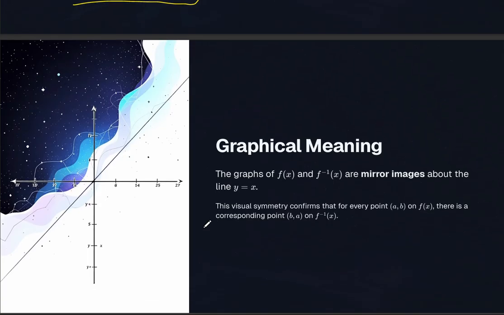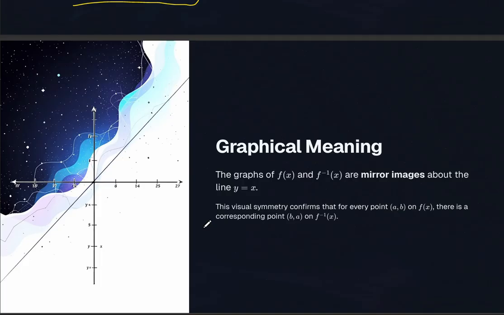Now let's understand the graphical meaning of what the inverse of a function means. So how do we find the graph of the inverse of a function? We do it by just taking the mirror image of the function about the line y is equal to x, as you can see here, the y is equal to x line. So the graphs of f(x) and f inverse x are mirror images about the line y is equal to x. This visual symmetry confirms that for every point (a, b) on f(x), there is a corresponding point (b, a) on f inverse x.